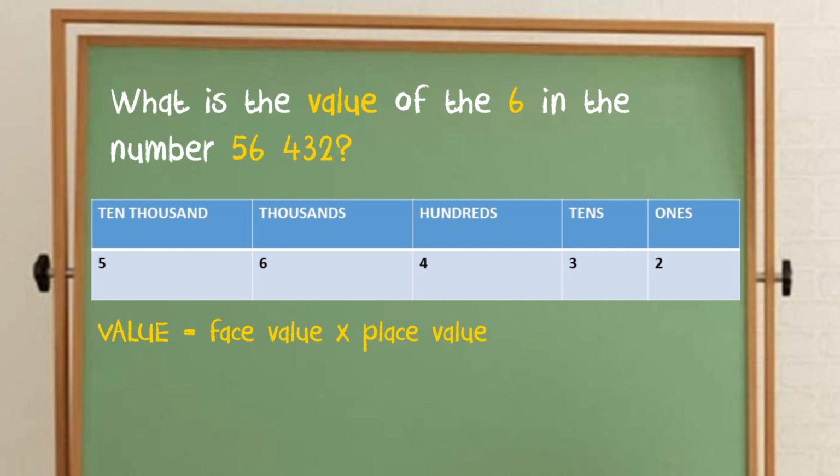So the face value of the number is 6. What is the position of the 6? It's thousands. So it's 6 times 1,000, which will give us 6,000. So the value of the 6 in the number 56,432 is 6,000.